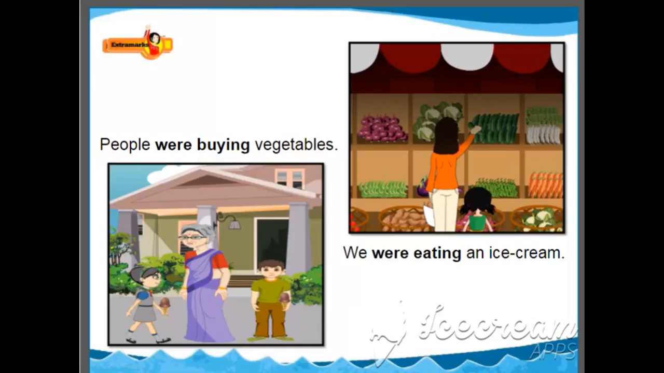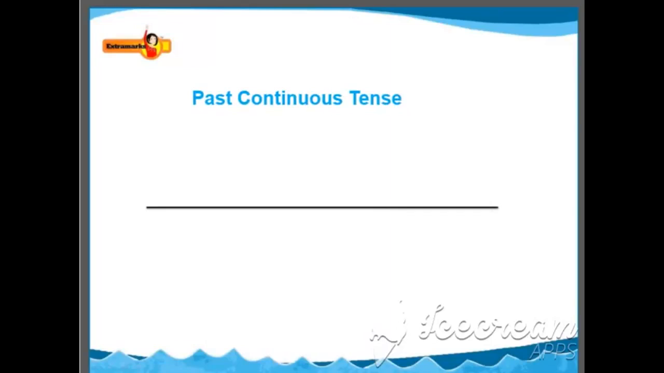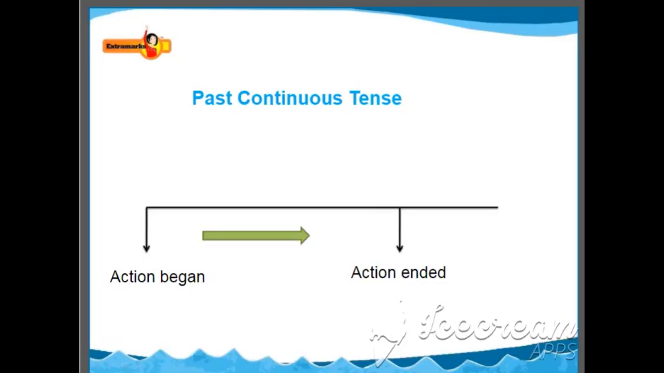Did you notice the highlighted actions? Such actions have already happened and were continuous in nature. Thus, these actions are said to be in past continuous tense. These events started at some point in the past and finished at a specific point in the past. Let's try to understand the above diagram with the help of examples.